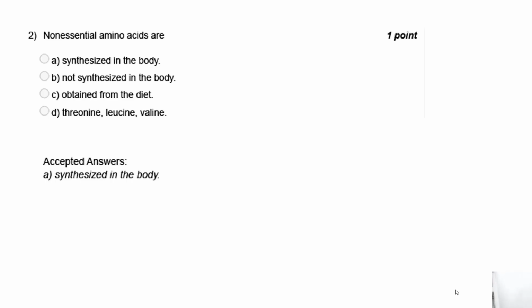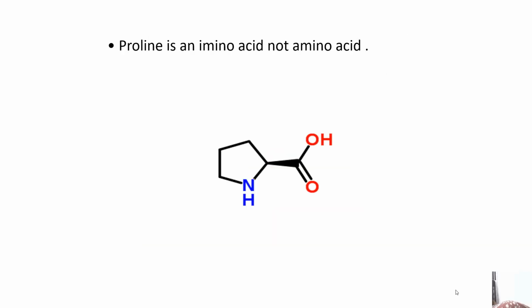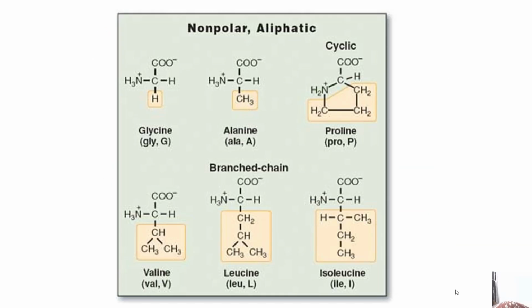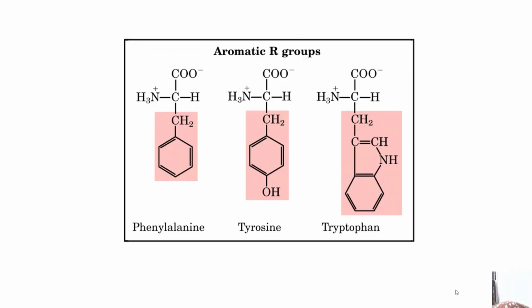Yeah, right. So non-essential because it's not essential to be taken in your diet. So we have talked about all the amino acids. I'm going to skip the previous parts. These share the aromatic R groups, phenylalanine, tyrosine, and tryptophan that we were talking about.